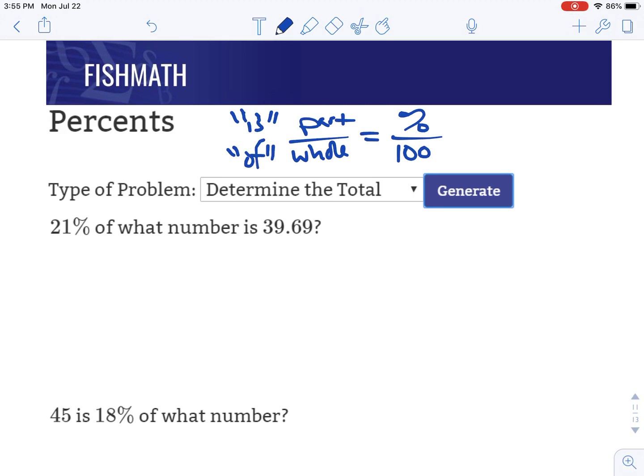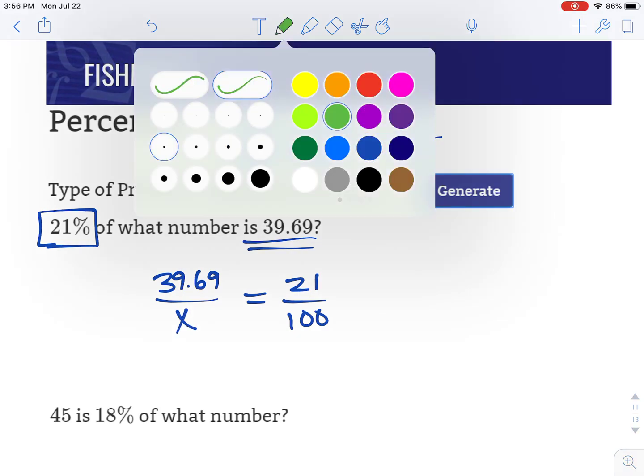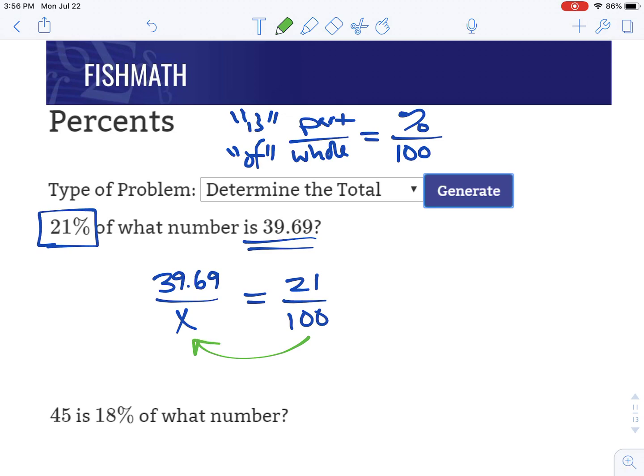So for the first example here, we have the percent. That one's pretty clear. That'll be out of 100. And then it says "is 39.69." So that's going to be the part, 39.69. We don't have the whole thing. That's x. We're going to figure out our scale factor here, pointing towards x to solve this proportion.